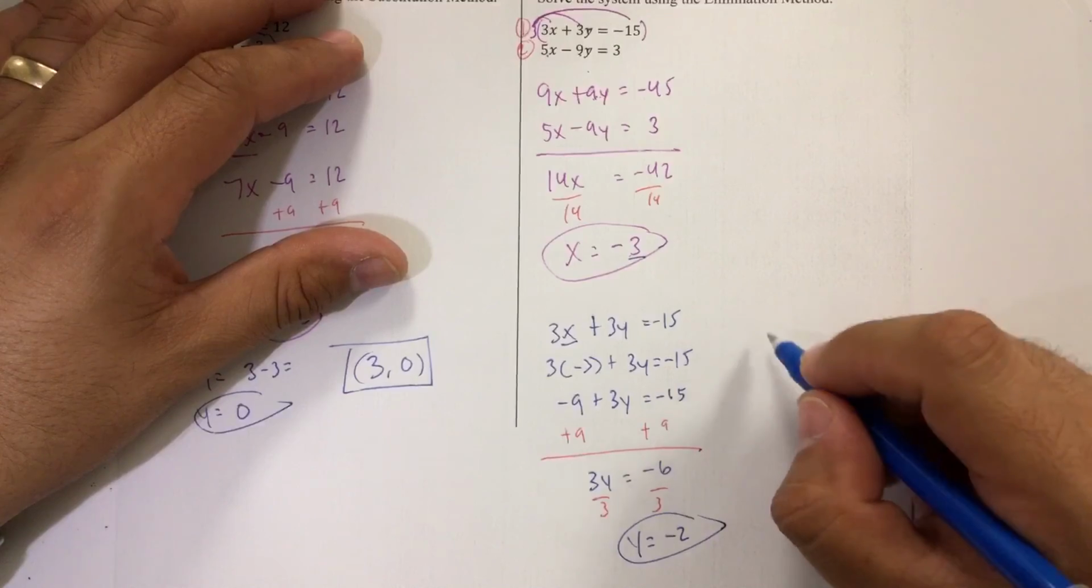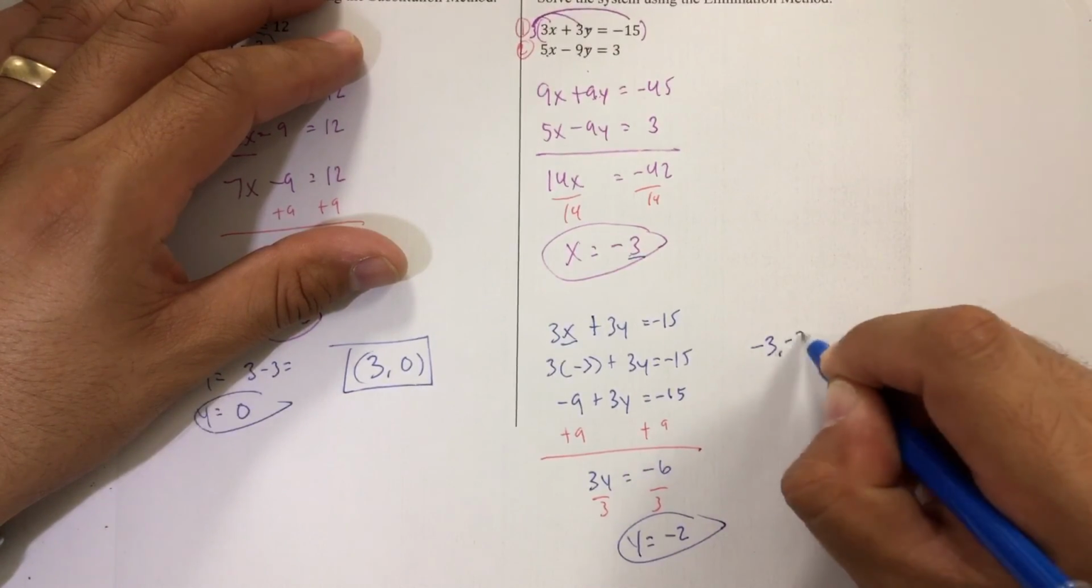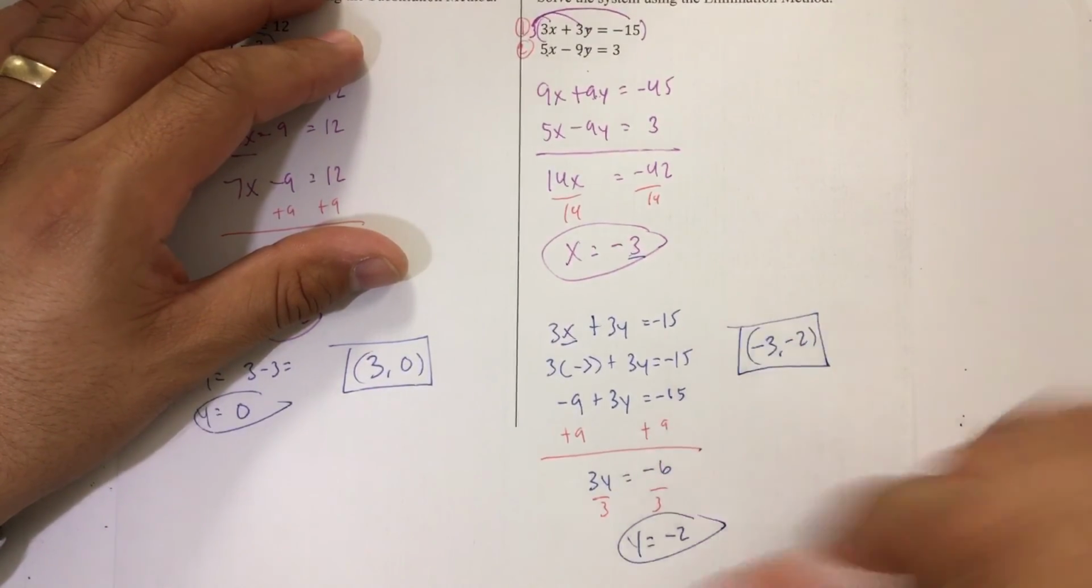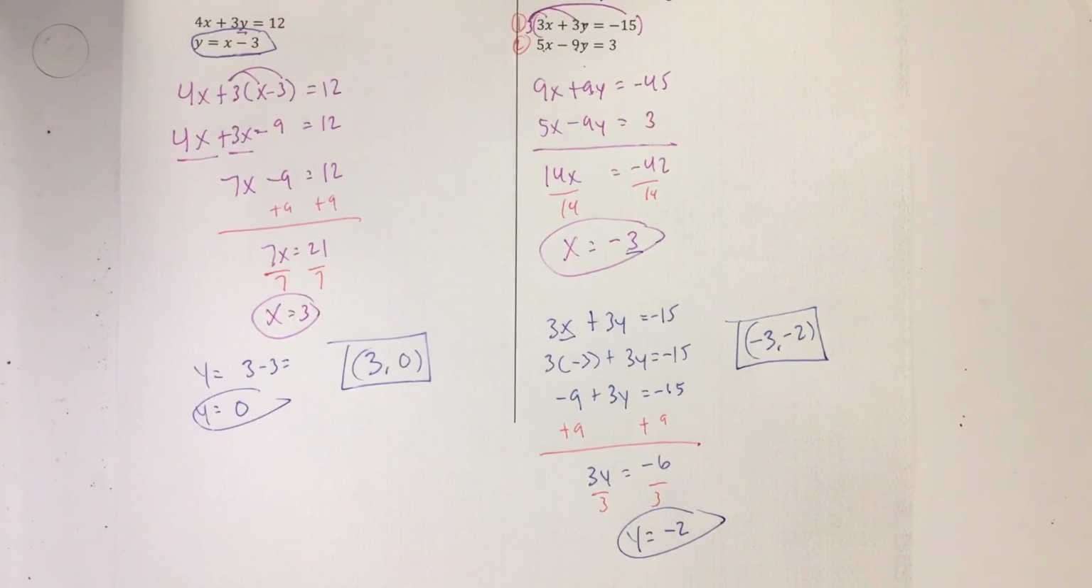So my coordinate where they intersect is negative 3, comma, negative 2. And this concludes the notes. Do not forget to complete the homework.